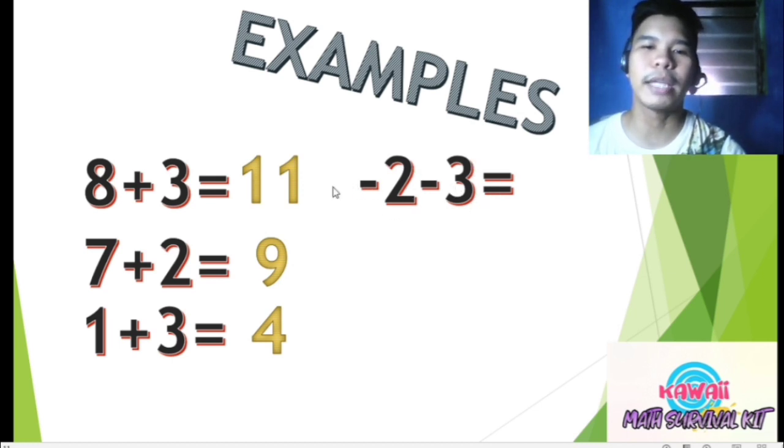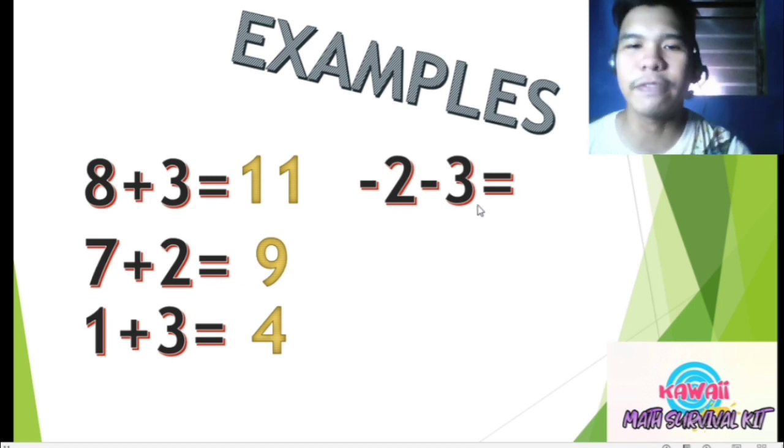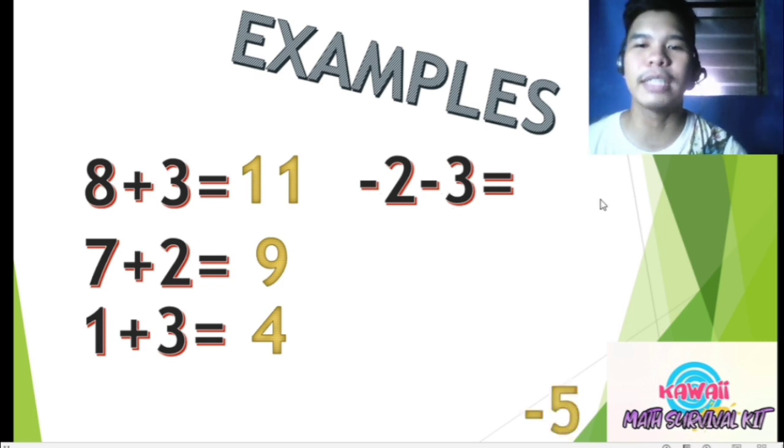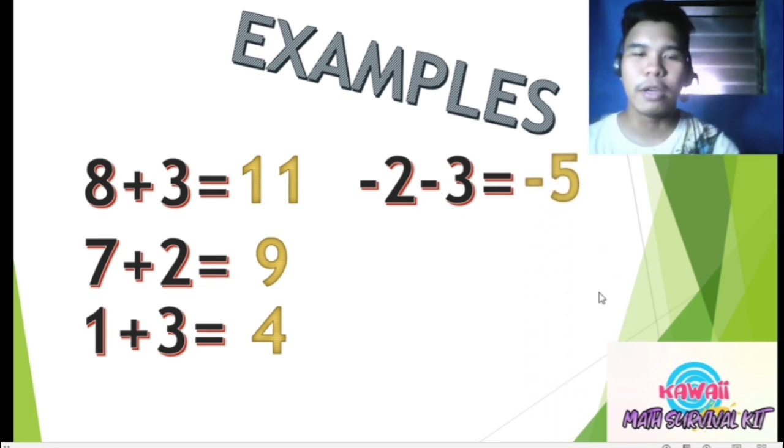The same manner, if we have two negative numbers, if we have negative 2 minus 3, they are both negative. So all you have to do is to add them. 2 plus 3, so that is 5. And then we copy their common sign. So that is equal to negative 5.